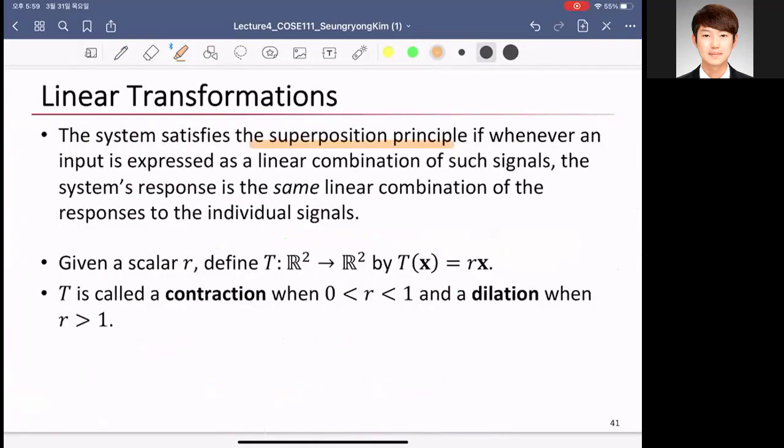One more concept: given a scalar R, define T by Tx = Rx. Not a matrix A, but just a scalar R. In this case, this transformation T is called a contraction when R is smaller than 1, and a dilation if R is larger than 1. This is just an extreme case of a system because it's not a matrix A, it's just a scalar value. So this transformation T is called the contraction or the dilation. Okay.